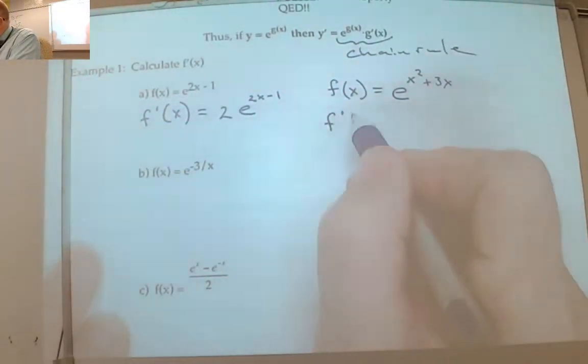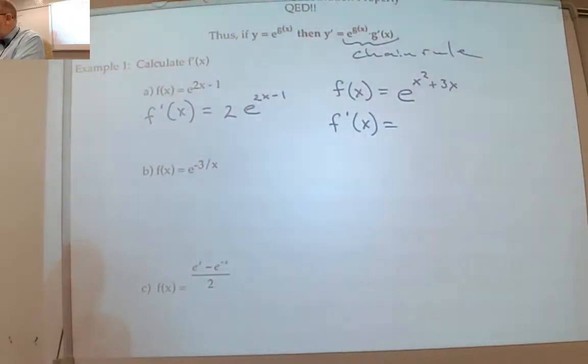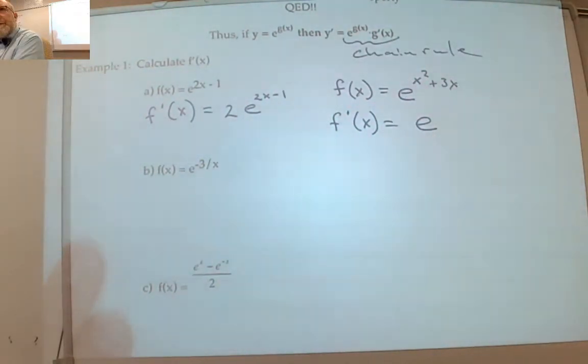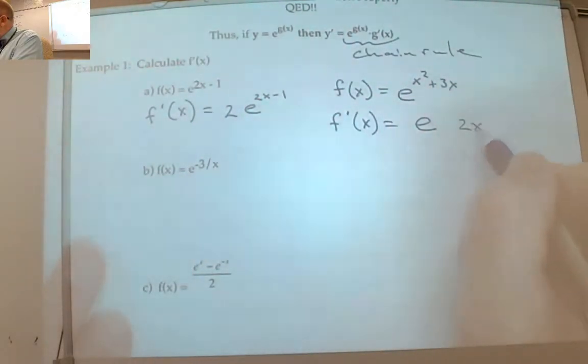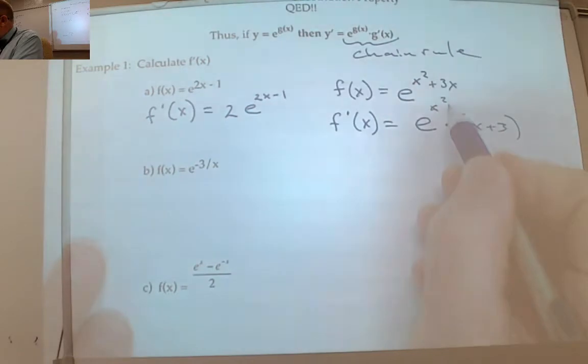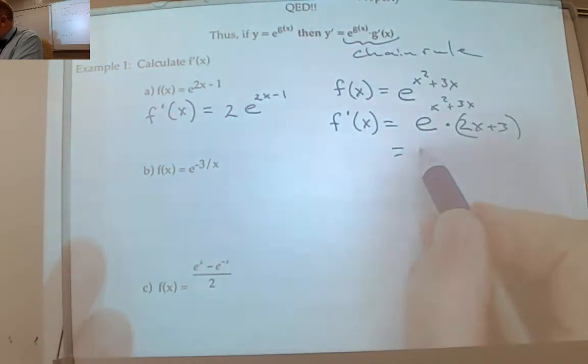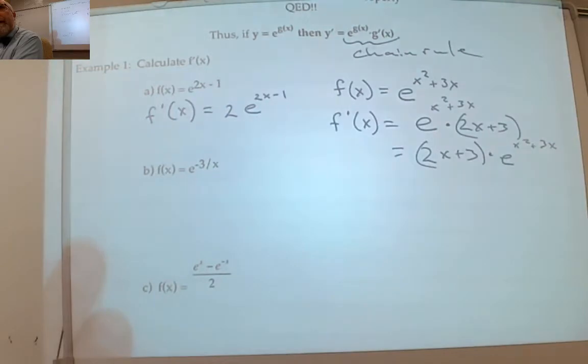Logan, you want to take a shot at it? Okay. I'll give you a hint. It's got e in it. 2x plus 3, like that, times, what do I have for an exponent? x squared plus 3x. Now, some people may write it like this. And you're done, right? Just like that.